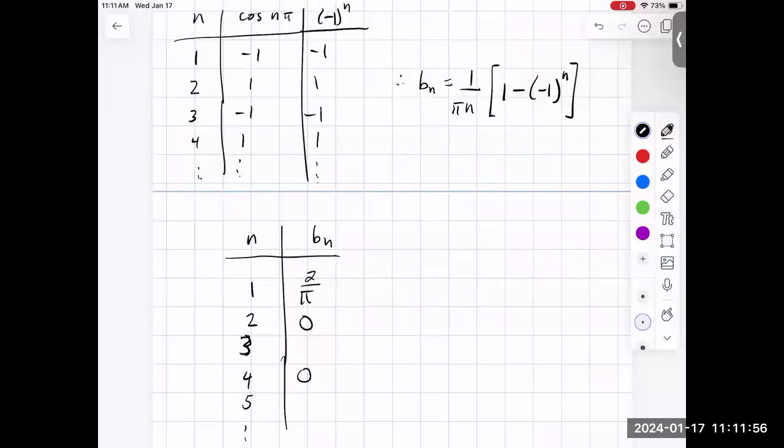So we get 2 divided by pi divided by n equals 3. So this would be 2 over 3 pi. This one would be 2 over 5 pi, and so on. So for n even, Bn is equal to 0. For n odd, Bn is equal to what? It's 2 over n times pi.